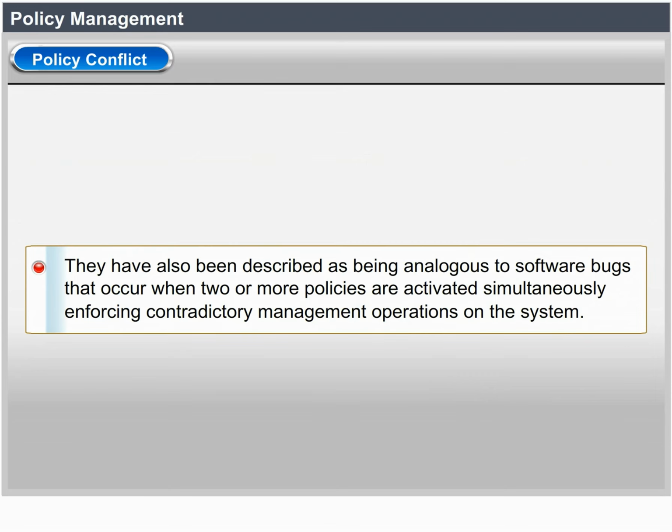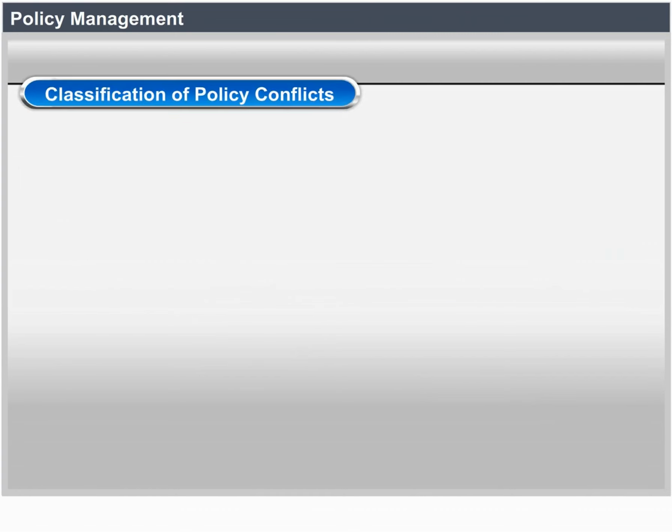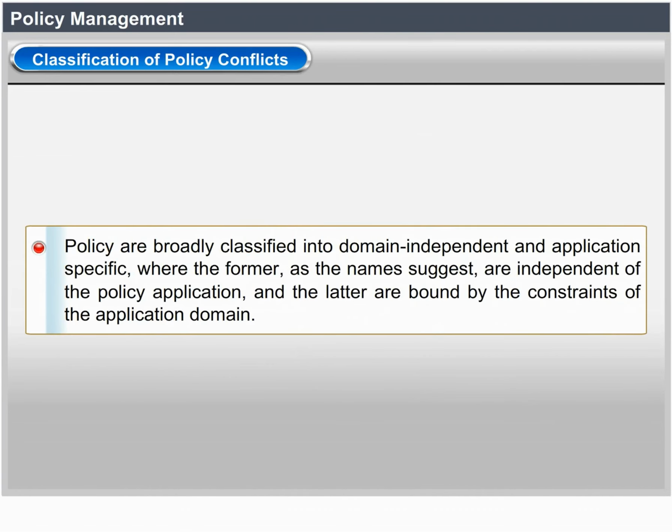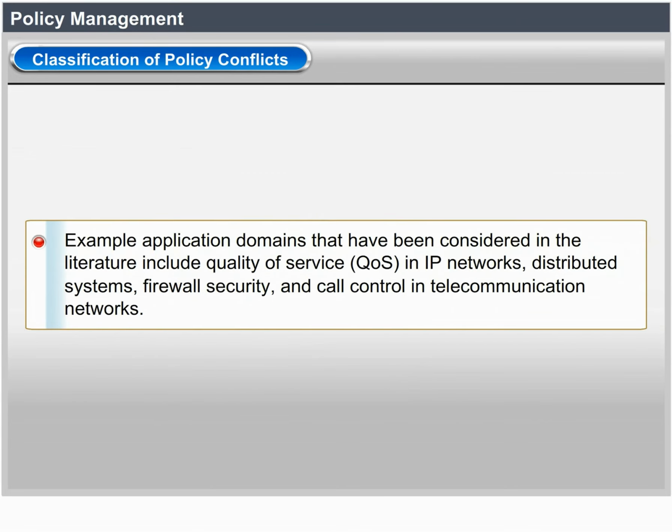Classification of policy conflicts. Policy conflicts are broadly classified into domain-independent and application-specific, where the former, as the names suggest, are independent of the policy application and the latter are bound by the constraints of the application domain. Example application domains that have been considered in the literature include quality of service (QoS) in IP networks, distributed systems, firewall security, and call control in telecommunication networks.